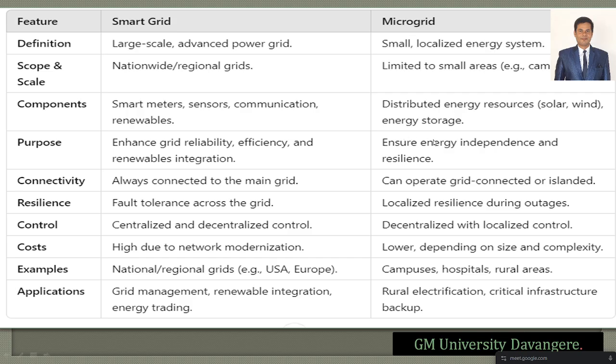What is the purpose? See, energy dependency and resilience. What is resilience? Did you understand, Uday? What is the resilience?